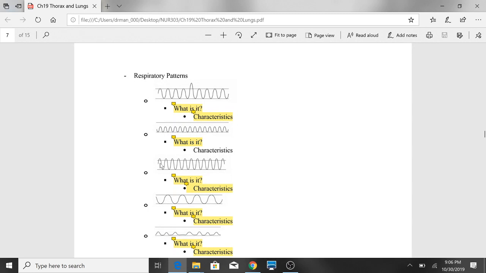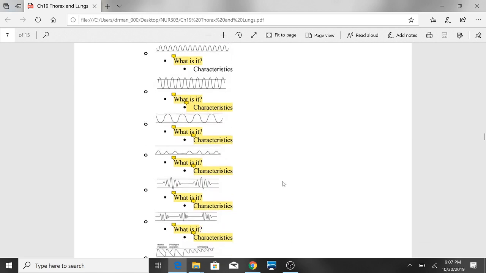What about this one? The rate and the depth are high. What do you think? Hyperventilation? And what do you think the characteristics of hyperventilation are? An increased rate and depth. What about this one? Look at it. What do you think it is? Bradypnea? I would say so. The characteristics of bradypnea are slow breathing, decreased but regular rate.